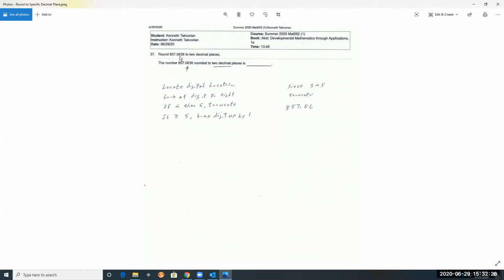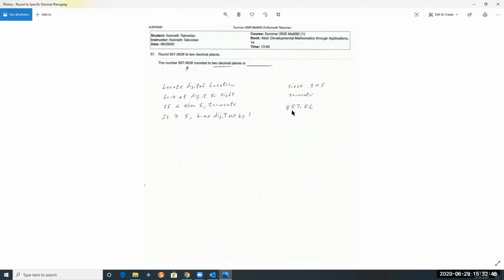Then we look at the digit to the right of it, which is 3. If that number is less than 5, we truncate. If the number is greater than or equal to 5, we bump the digit 6 up by 1. Since the digit to the right is a 3, and 3 is less than 5, we're going to truncate.